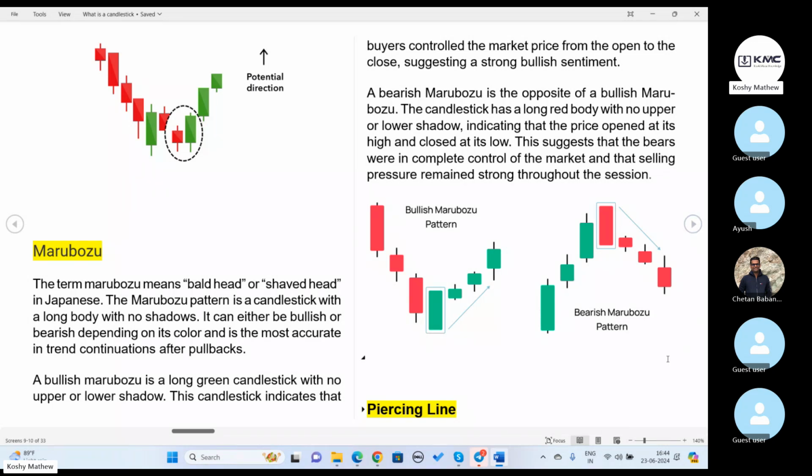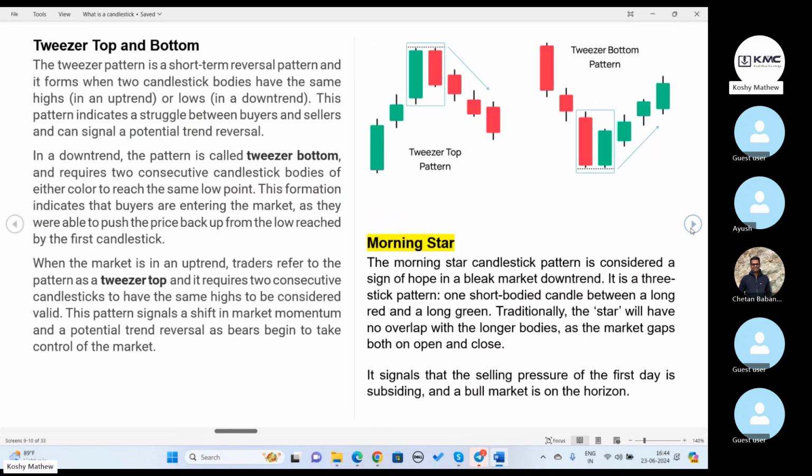All right, can we move to the next one? These are all bullish patterns which I'm talking about. The next one is the piercing line. The name itself denotes it.